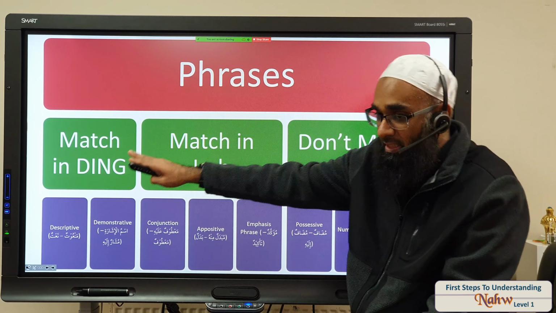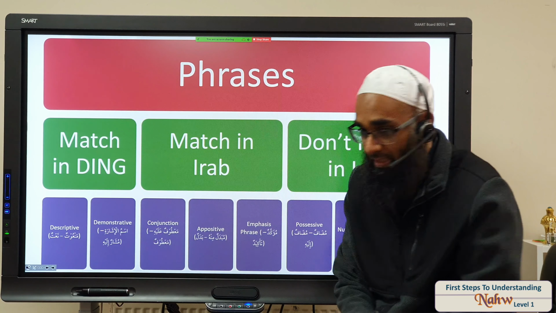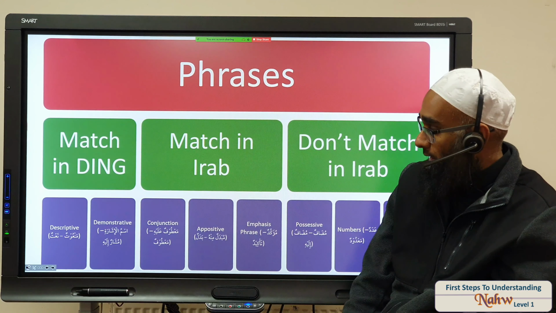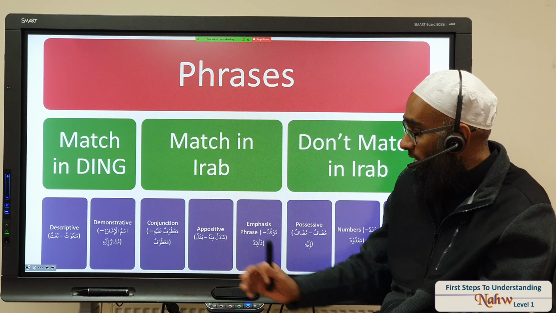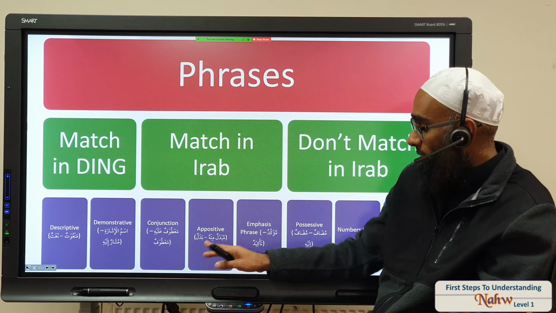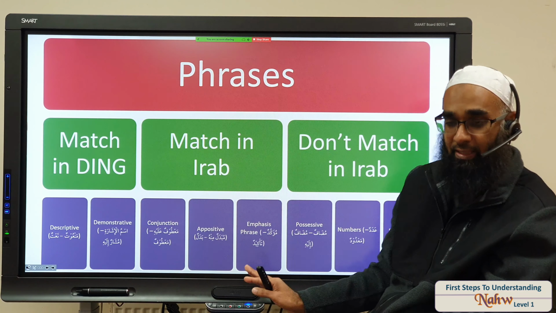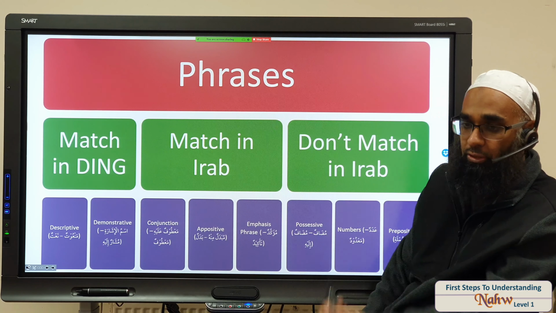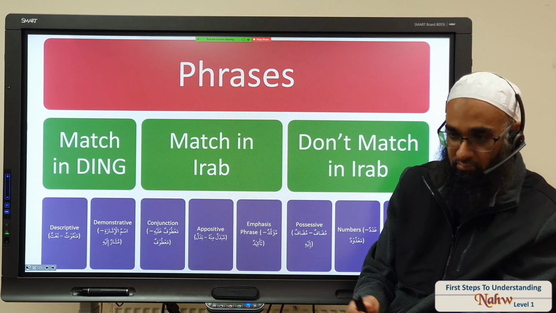The na'at and man'ut, and the ismul ishara and mushara alayh, match in all four characteristics. Then we have three that match in i'rab only, which are the ma'tuf alayh and ma'tuf, mubdal minhu and badal, and mu'akkad and ta'keed. Now added in right here, we've done this. And then we have those that don't match in i'rab: possessive phrase, number phrase, and shibhul jumla, the prepositional phrase.